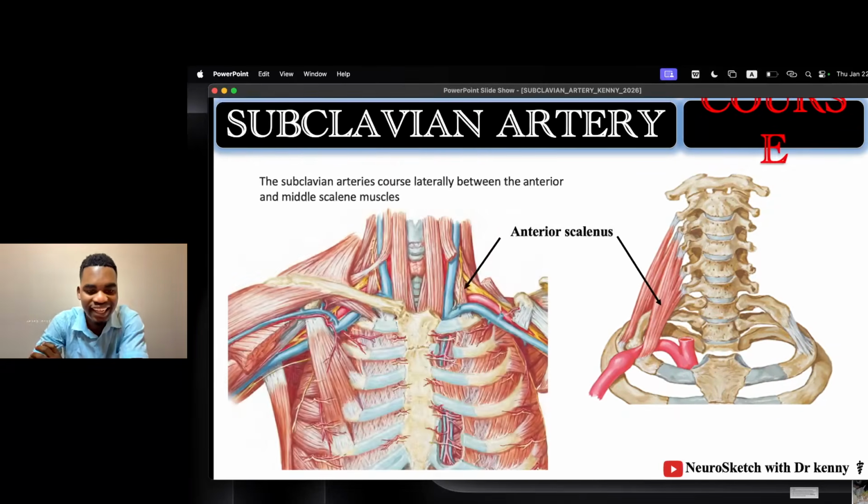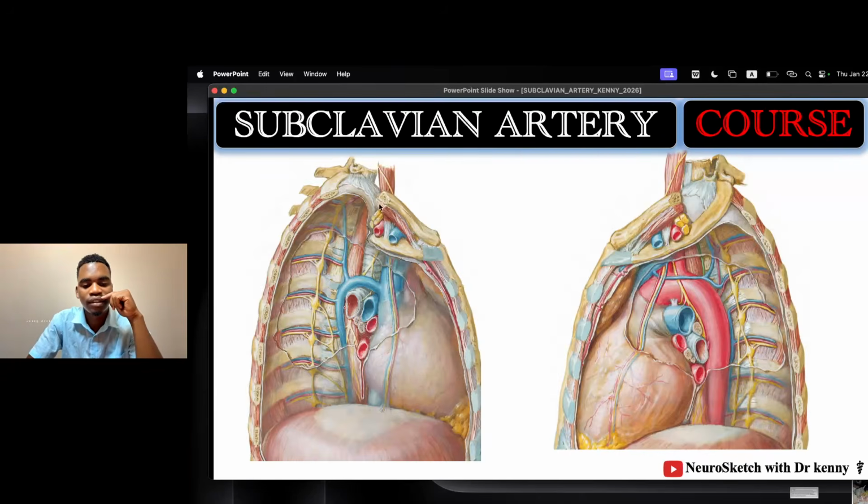This is that important relationship I was talking about. We have the anterior scalenus, and the artery is just behind the anterior scalenus, and in front of the anterior scalenus we have the subclavian vein. So the vein is anterior and the artery posterior, just behind the anterior scalenus muscle. In turn, the anterior scalenus muscle is demarcating the subclavian artery. Again, the subclavian artery is behind the muscle, and the subclavian vein is before the muscle, which is anterior to the muscle.